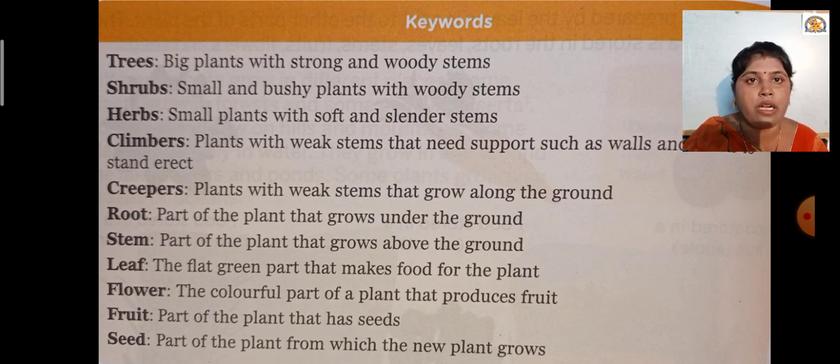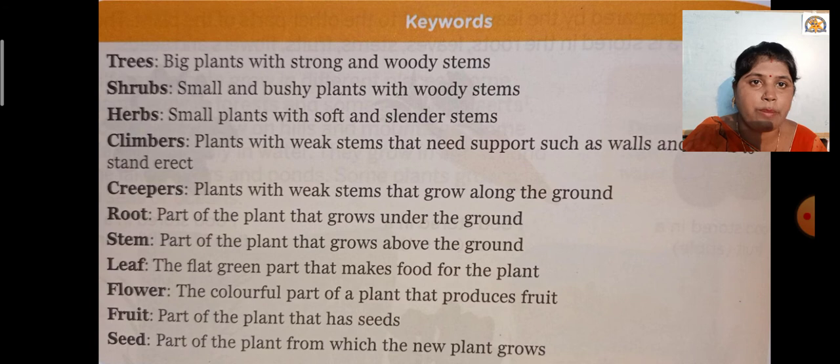Now what is meant by herbs? Small plants with soft and slender stems are called herbs. Slender means thin. For example, coriander, spinach, fenugreek, etc. are examples of herbs. Dear students, I am not going to take this in detail because we have already discussed it in detail in the previous videos. This is the short revision.